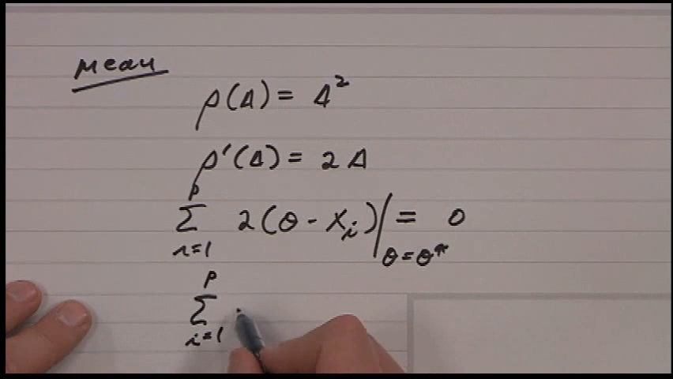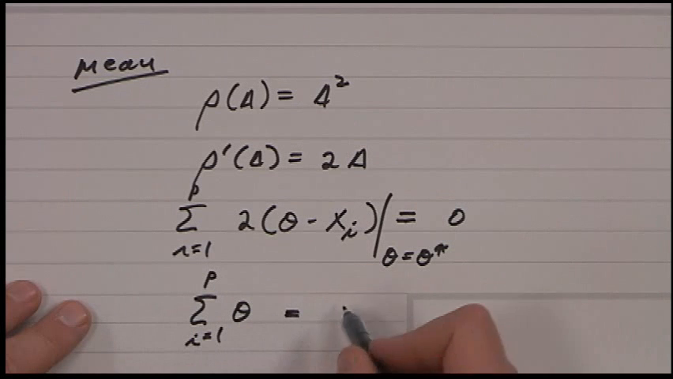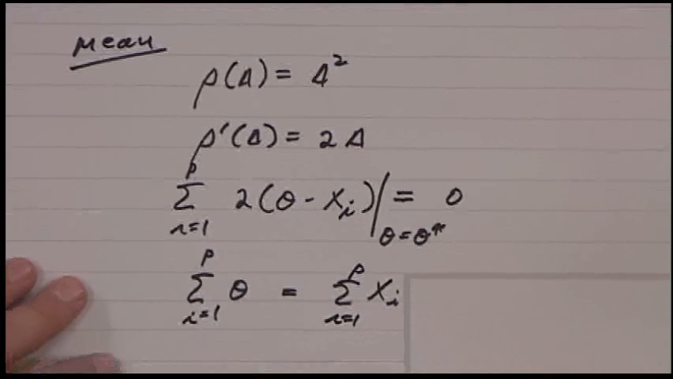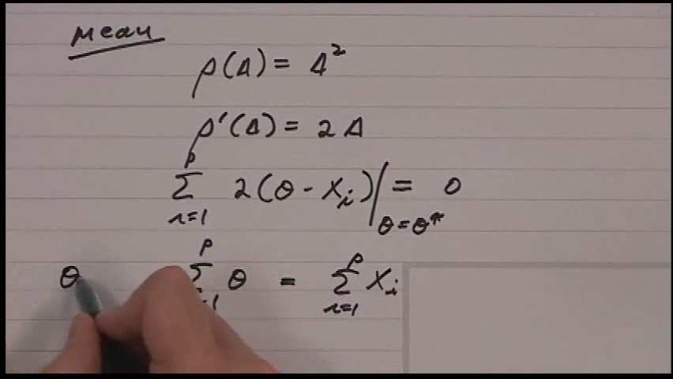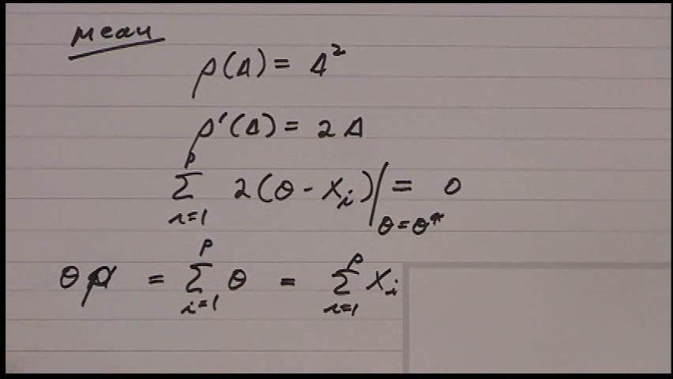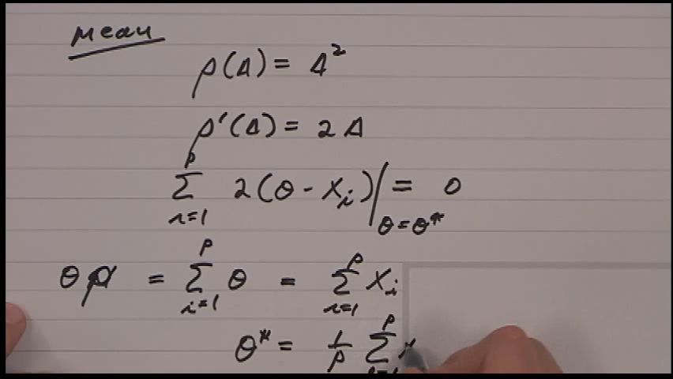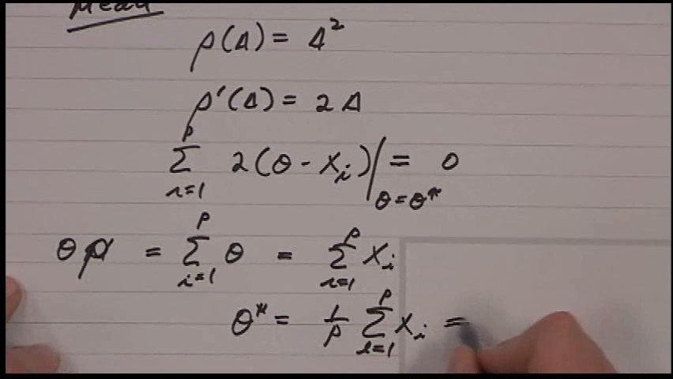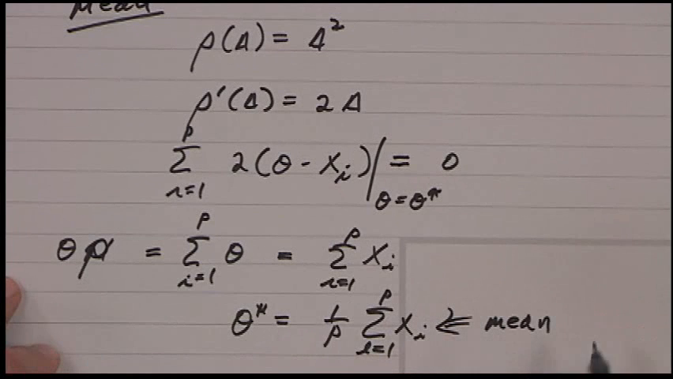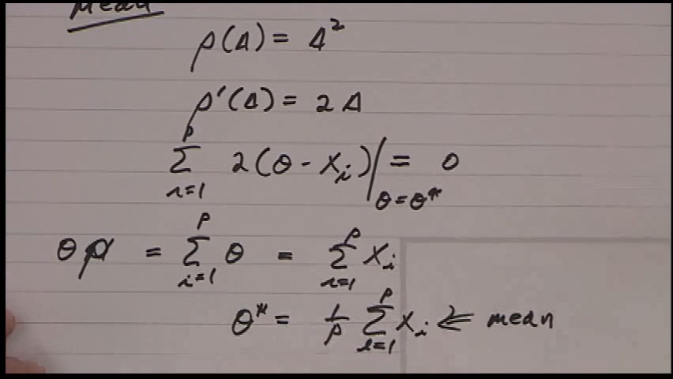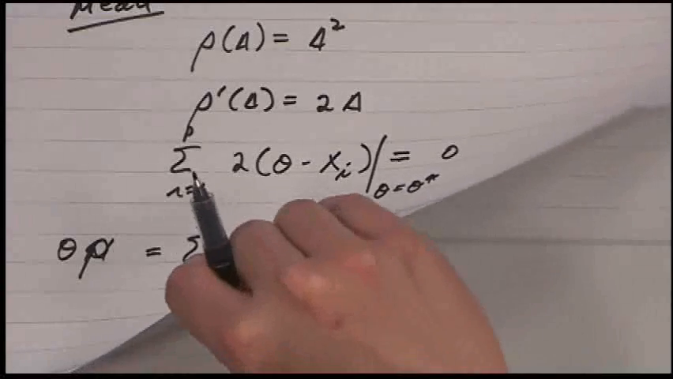All right, so if I solve for this, I get that the sum from i equals 1 to p of theta is equal to the sum from i equals 1 to p of x_i. So this is equal to theta times p, right? So theta star here is equal to 1 over p times the sum from i equals 1 to p of x_i. So that's the mean. And you could do a similar thing for the median.